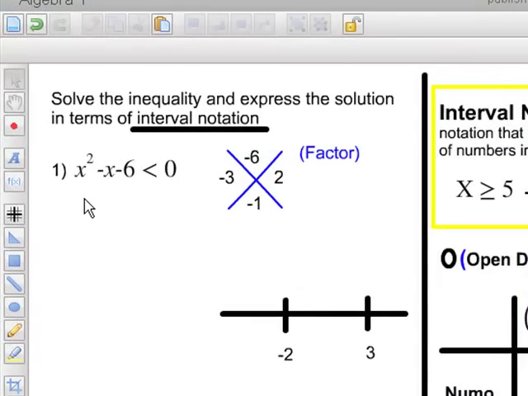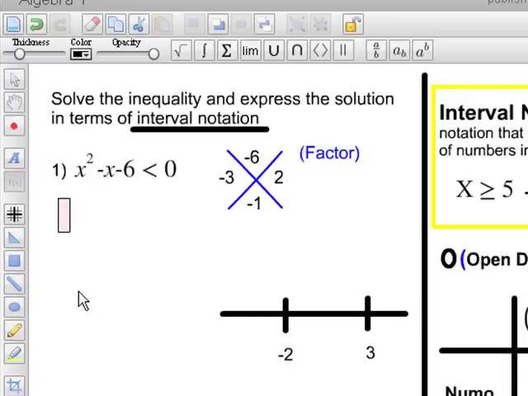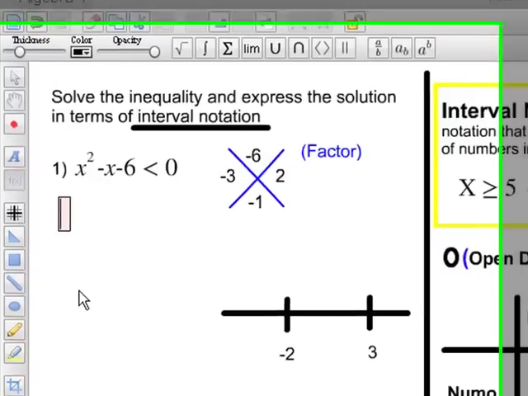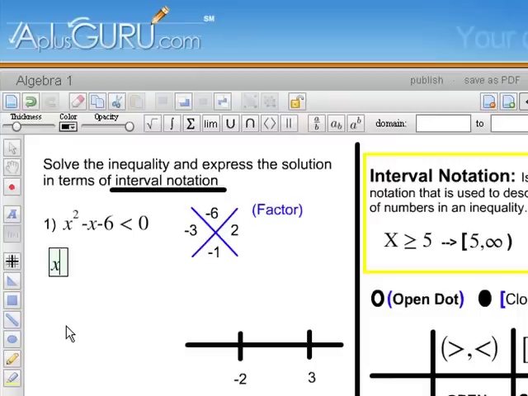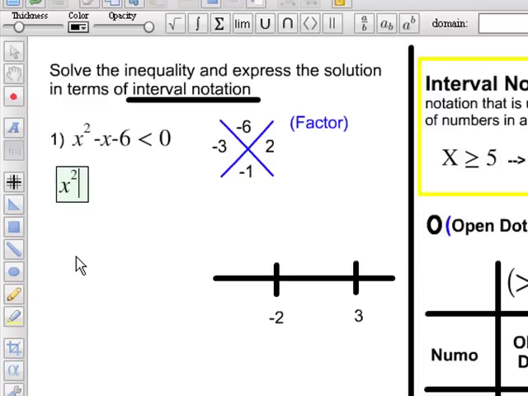Let's go back to our question, where it says x squared minus x minus 6 is less than 0. The first thing we do to solve this problem is figure out the factors and make this equation equal to 0. So let's do that: x squared minus x minus 6 equals 0.